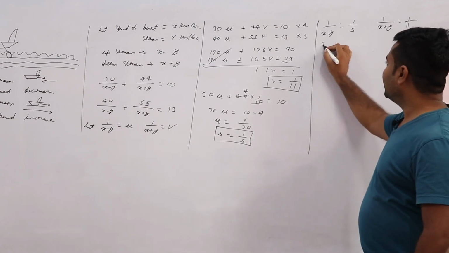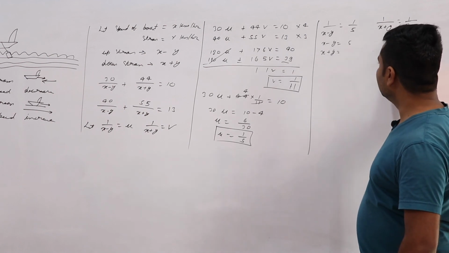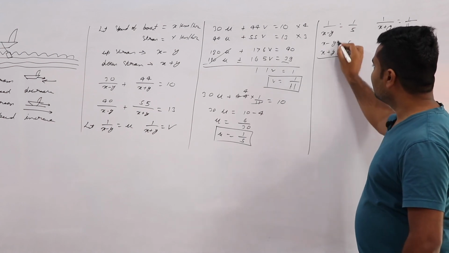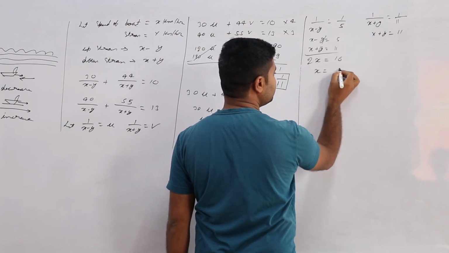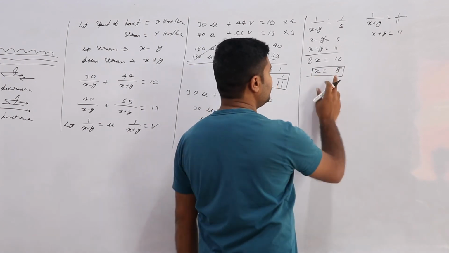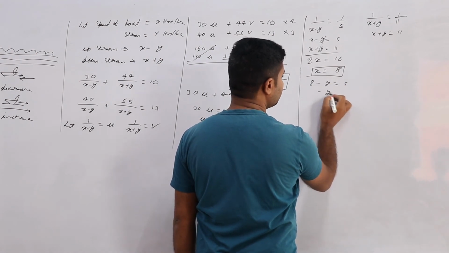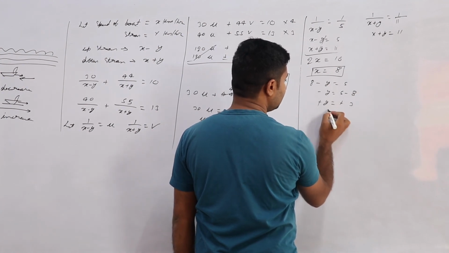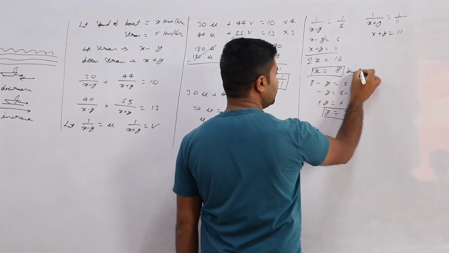Now, x minus y is equal to 5 and x plus y is equal to 11. Now cancel: 2x is equal to 16, so x is equal to 8. If x is equal to 8, then 8 minus y is equal to 5, so minus y is equal to minus 3, so y is equal to 3 kilometers per hour.